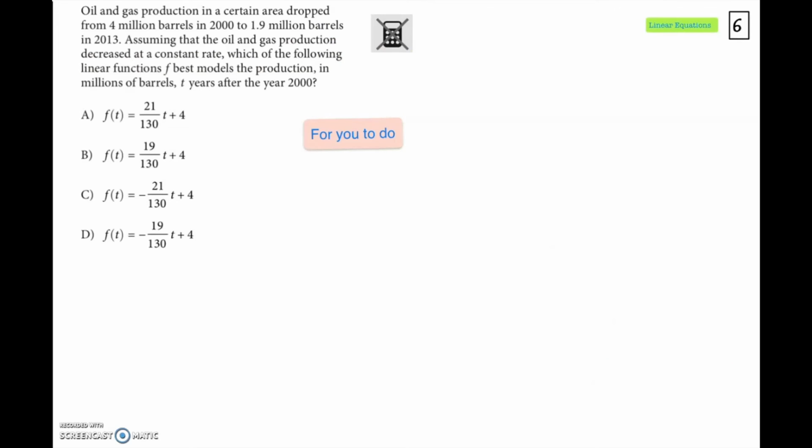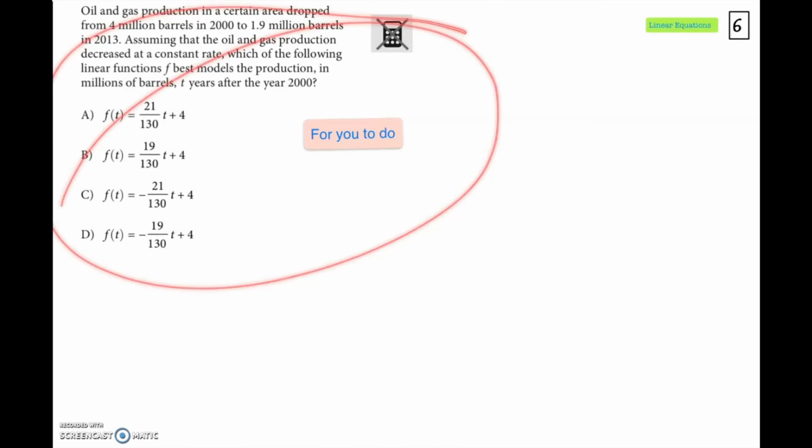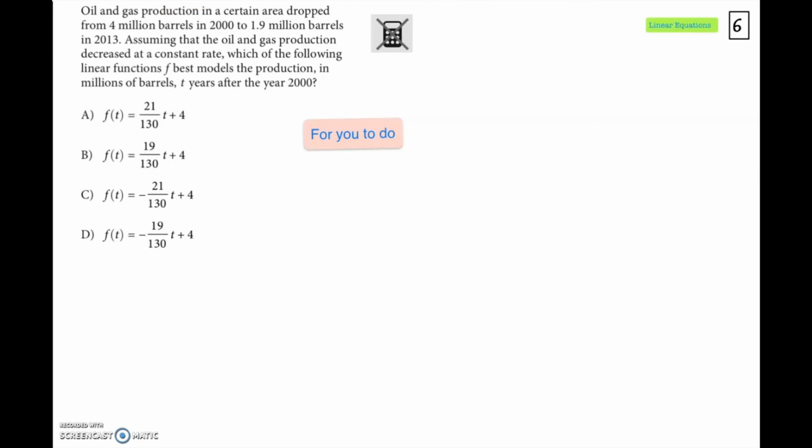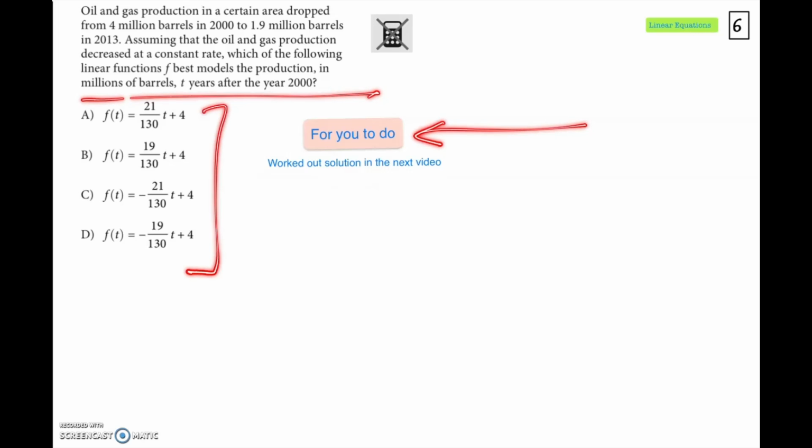Okay, here's the next problem, and I want you to take a stab at it. So you taking a stab at this problem on your own first will better prepare you for the SAT for sure. And then we'll work it out together in the next video. But take a minute, pause this video, and work out this problem and decide A, B, C, or D.